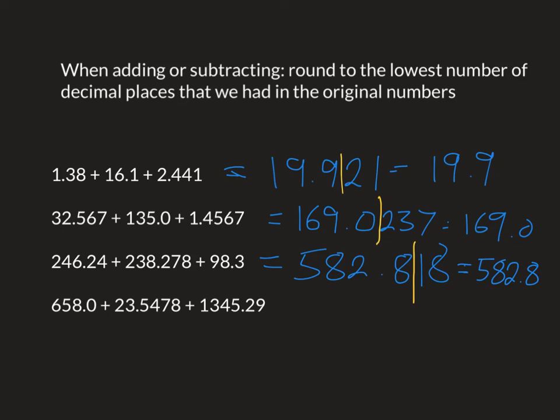Last one, we're going to go 658.0 plus 23.5478 plus 1,345.29. When I add all that together, I get 2,026. Oops, wrong tool.